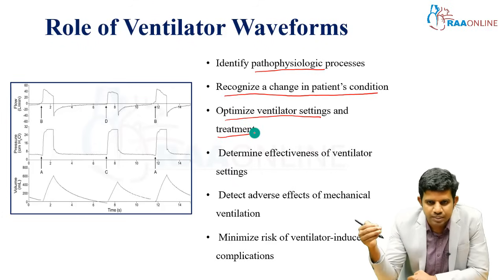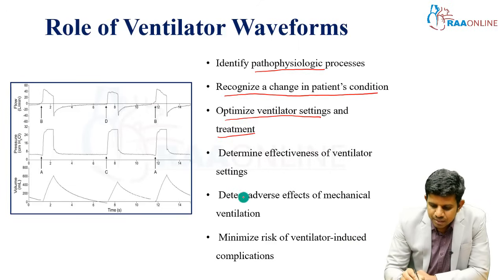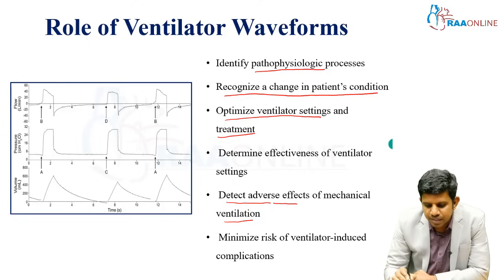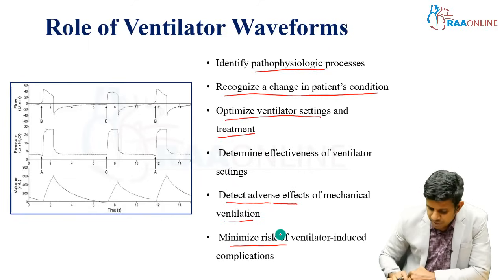For example, a patient with increased auto-PEEP or an increased time constant has a resistance related problem. Some of the COPD patients may need nebulizers or bronchodilators. We can start new treatments based on ventilatory waveforms. Another thing is we can detect the adverse effects of mechanical ventilation from these ventilatory waveforms, like auto-PEEP, which we already mentioned. Based on this information and appropriate ventilator settings, we can minimize the risk of ventilator induced complications.